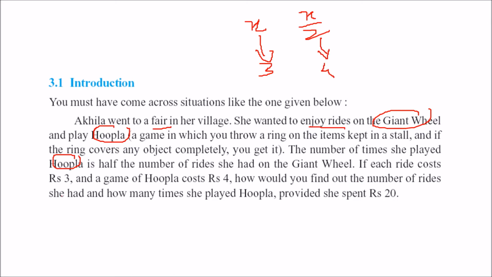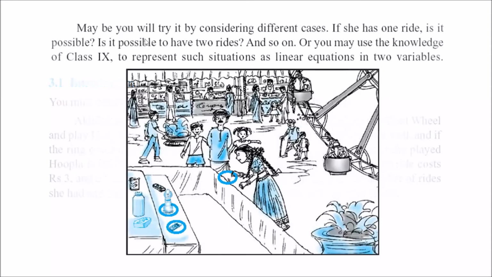How do you find out the number of rides she had and how many times she played hoopla, provided she spent rupees 20? So this 3 rupees into x plus 4 into x by 2 will be 20. This is the simplest equation we can make. Now we'll see how we can try and make these equations look simpler and solve them.